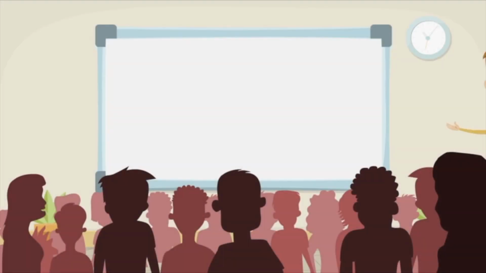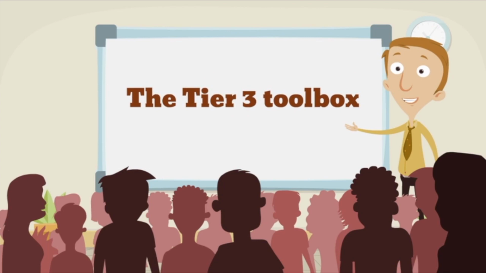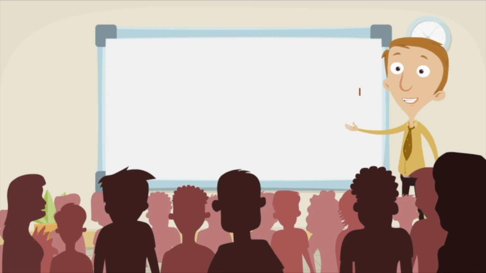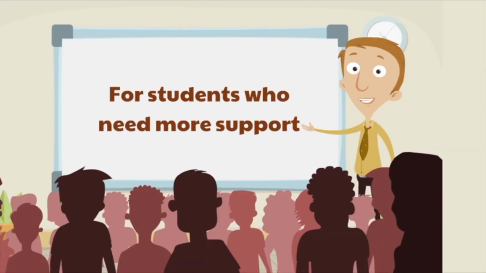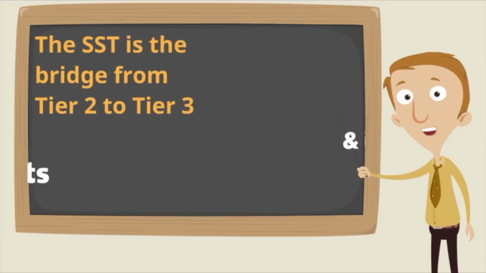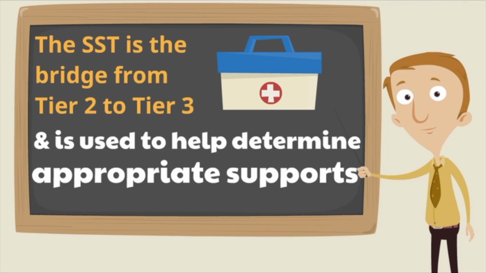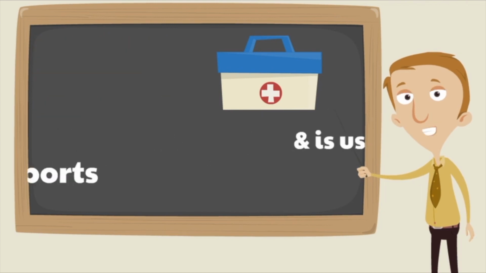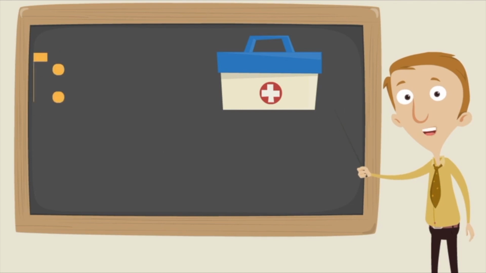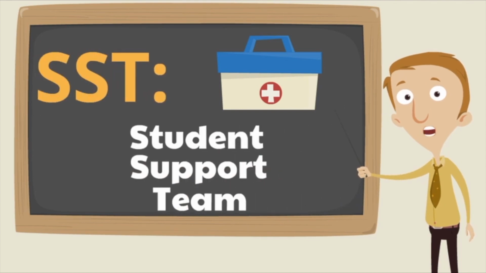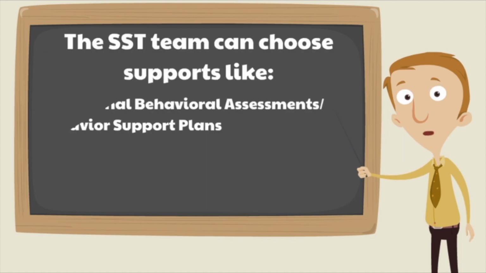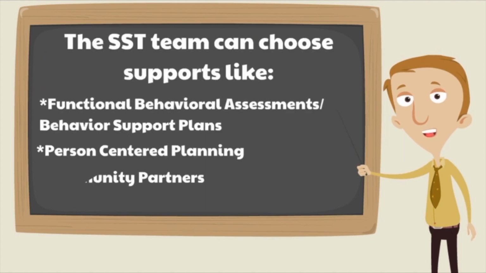Many sites are just beginning their implementation of Tier 3, so here are some tools that sites can use in order to have an effective Tier 3 implementation. The first thing students need is an SST. SSTs are a bridge from Tier 2 to Tier 3 and are used to help determine the appropriate supports. SST stands for Student Support Team and is a team comprised of a variety of individuals that meet to develop an individualized plan for each student in need.